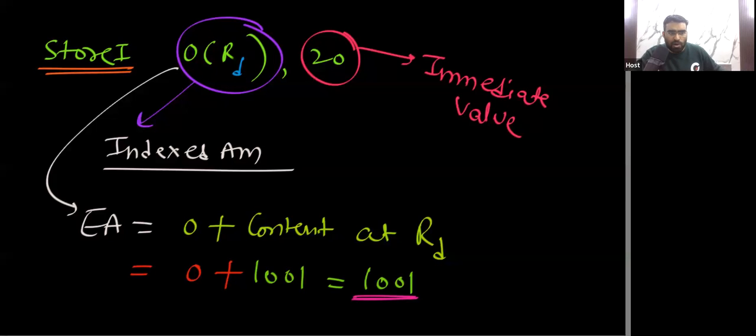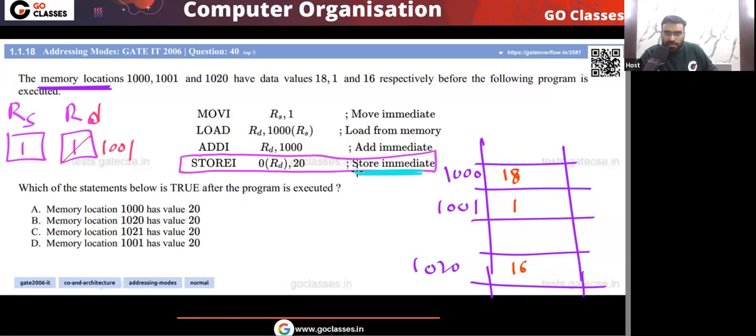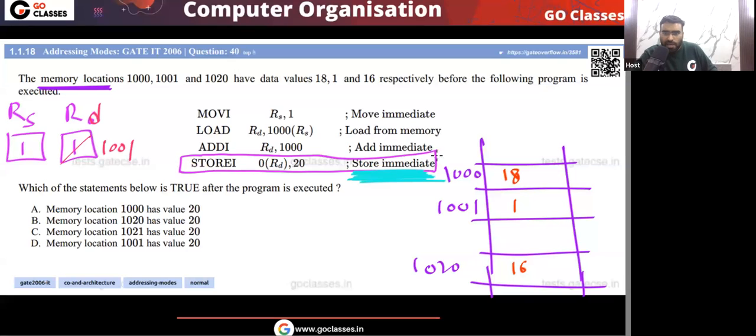Okay, now you will load this value 20. Where will you store this value 20? Remember, this instruction is a store instruction. You are storing the immediate value. So this immediate value you will store at this address, at this 1001. Okay, so this is what will happen. When you execute this instruction, this address will have value 20. So this is the final setup.